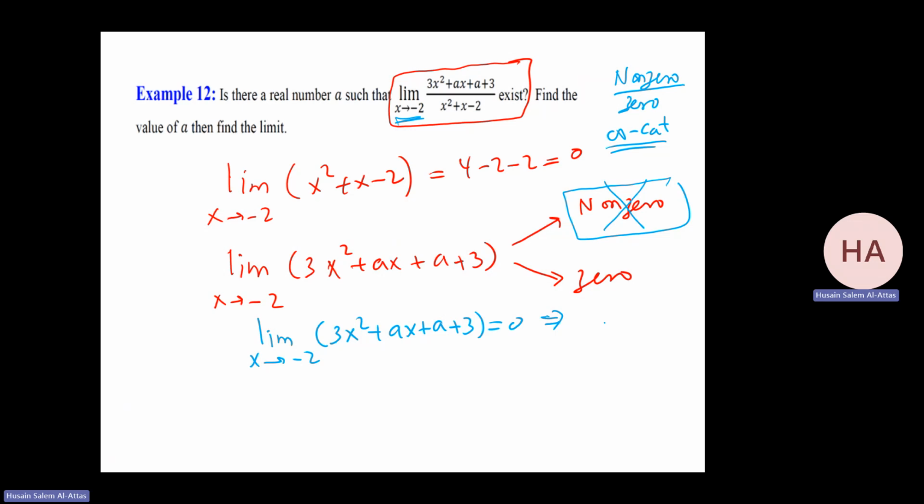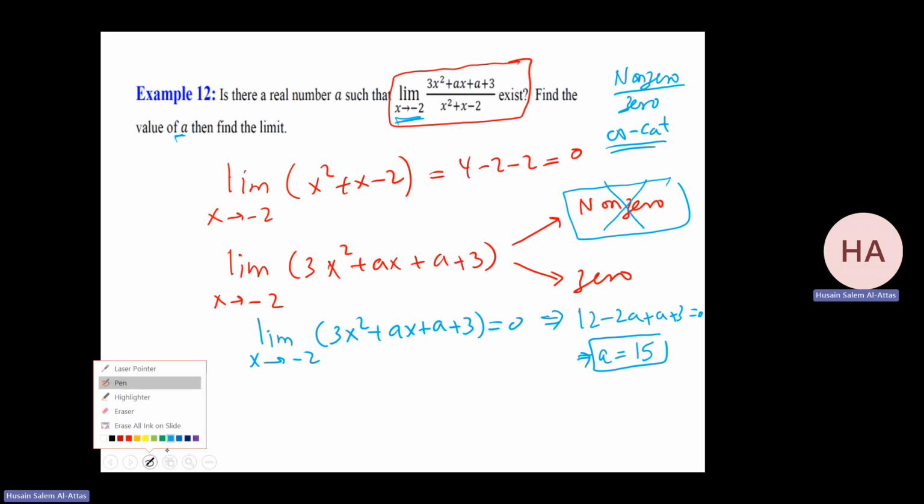So I have 3 times 4, 12, minus 2a plus a plus 3 equals 0. So that means what? I have minus a, take it the other way. A equals 15. This is how we find the value of a. Now you also want me to find the limit. No problem. I have everything.